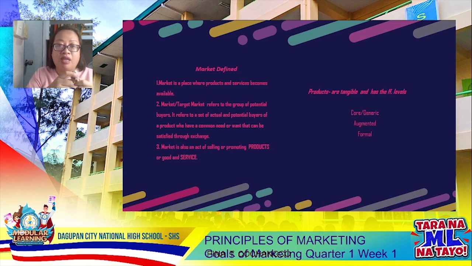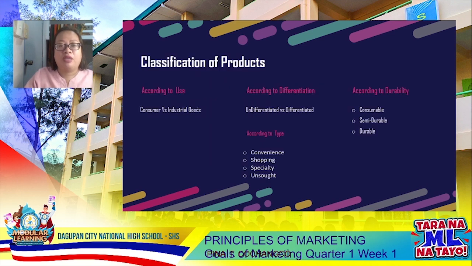Then we have augmented, where they are able to give you different straps. And then the last would be the formal level, where there are smart watches nowadays that tell you your blood pressure, monitor your heart rate and how fast you run, and other things. So they are enhanced at different levels. If there's the maximum enhancement, then it's called the formal level of product.